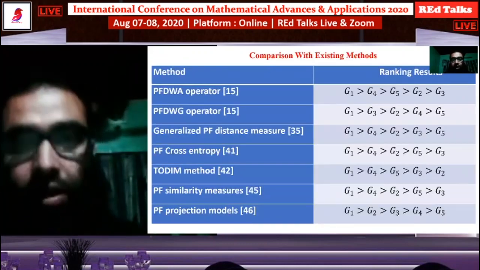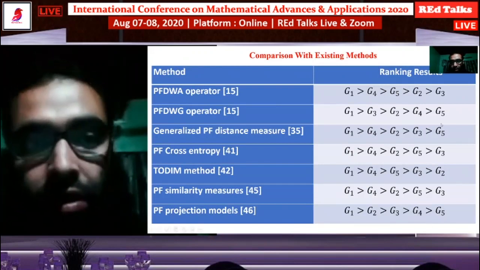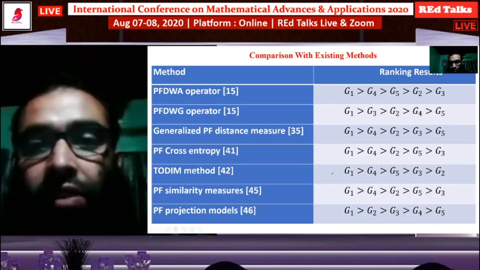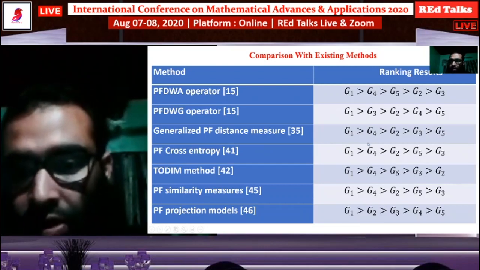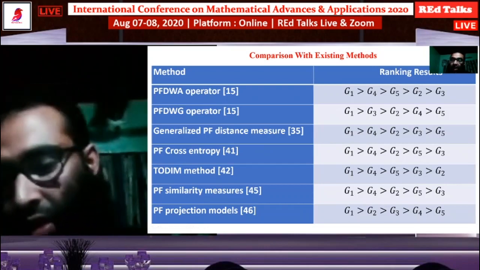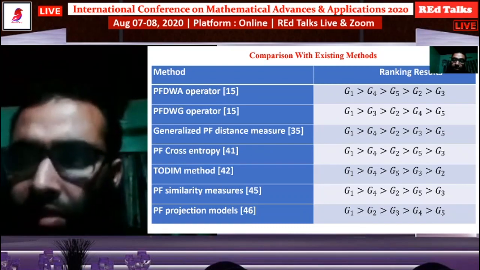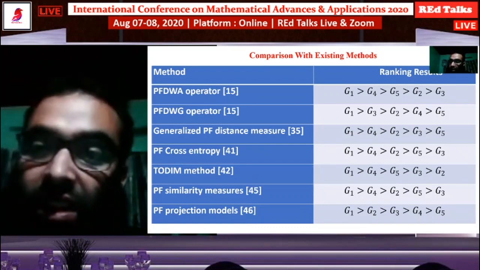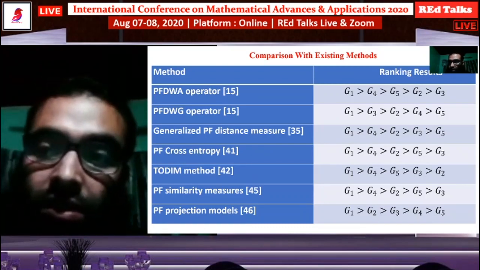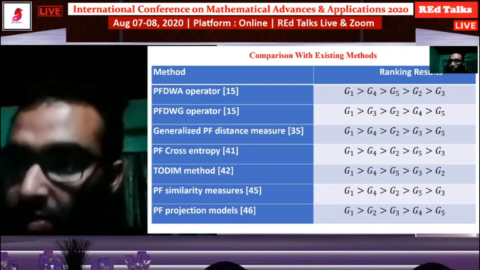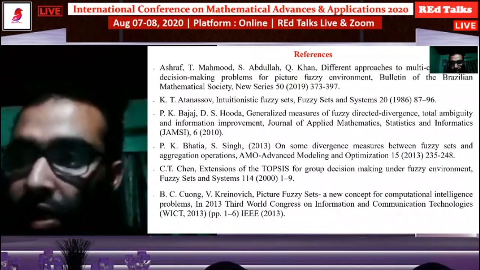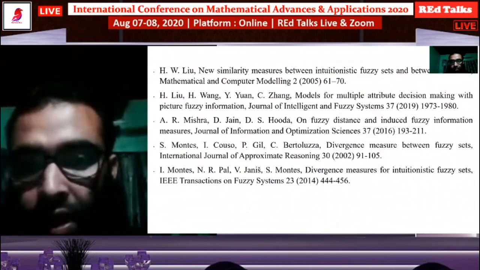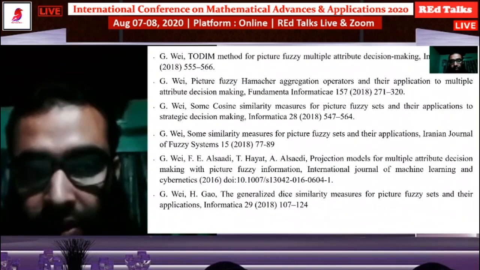In order to check its validity, we solved the same problem with various existing methods, and we observed that all the existing methods produce G1 as the best alternative. So we can see that our method is consistent with the existing methods, and it is more robust than the TOPSIS method, which has a major drawback that we have discussed, and our method overcomes that drawback. And these are the references which I have used.